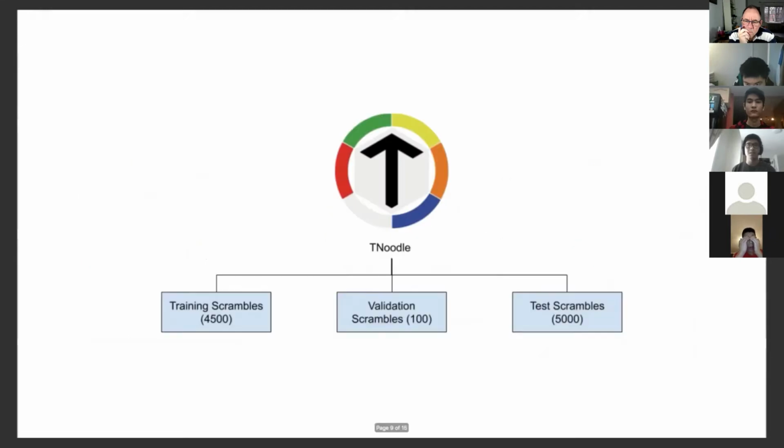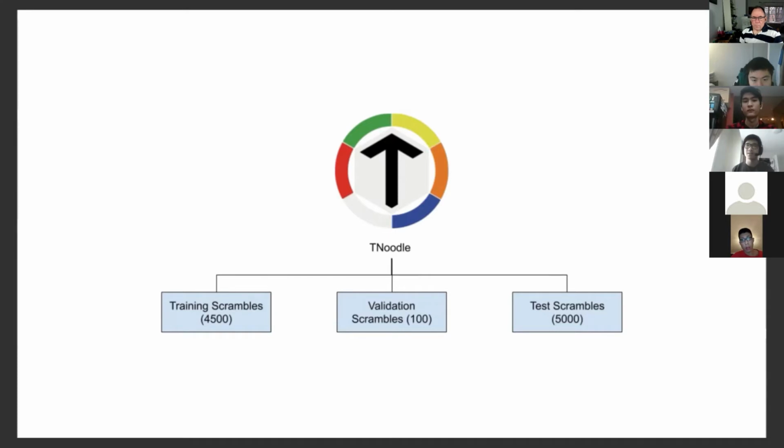So in terms of data, we use scrambles that are randomly generated from this program called tnoodle. Essentially the training scrambles are what the agent starts off from and explores to solve. And then the graduation between those three stages that we talked about earlier was based on whether it's able to complete 100% of the validation scrambles. And then finally, our results are based on the test scrambles.